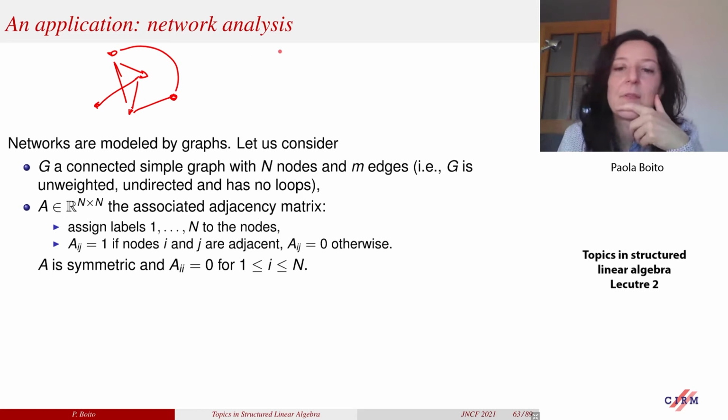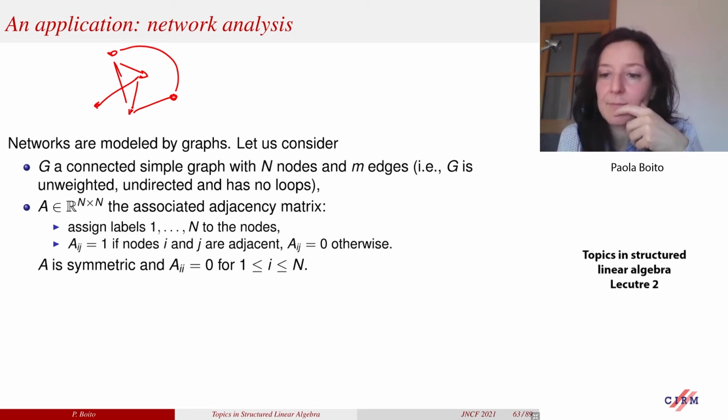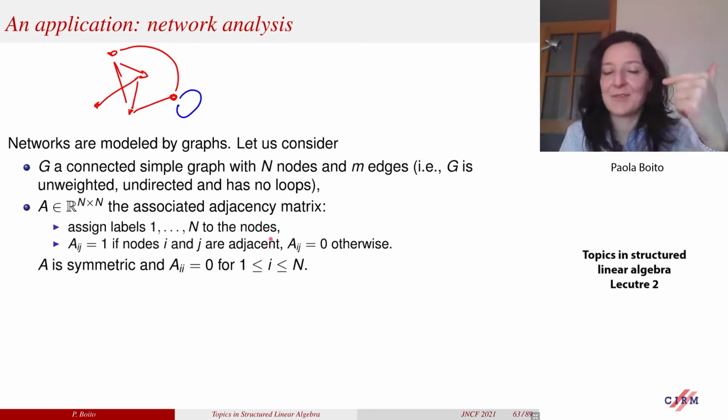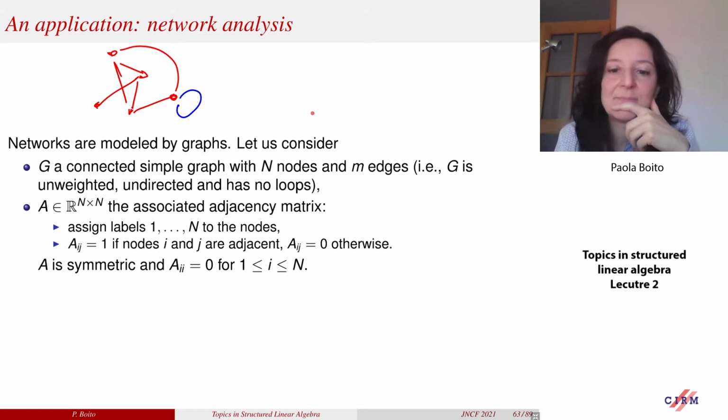For instance, this could be such a graph. I don't want loops. A loop would be something like this, an edge that starts and ends at the same node. So undirected, no directions on these edges, and unweighted. So all the edges have the same weight. We don't associate a number to the edges.